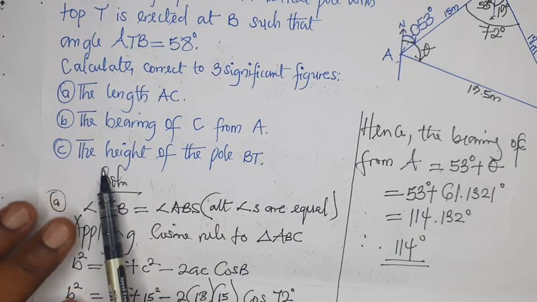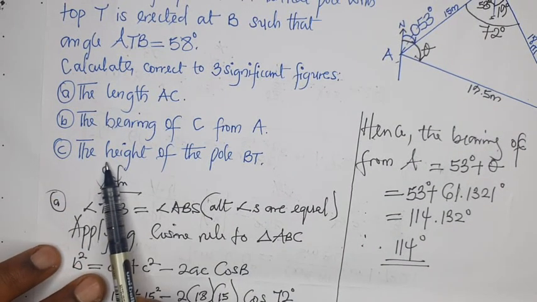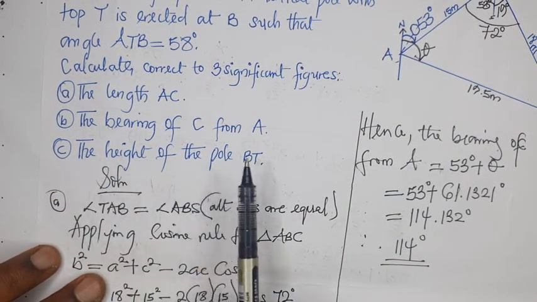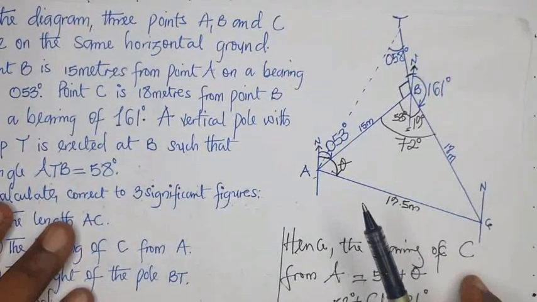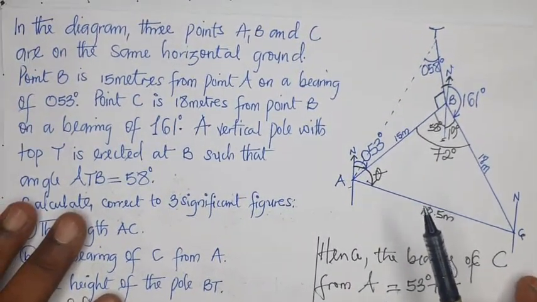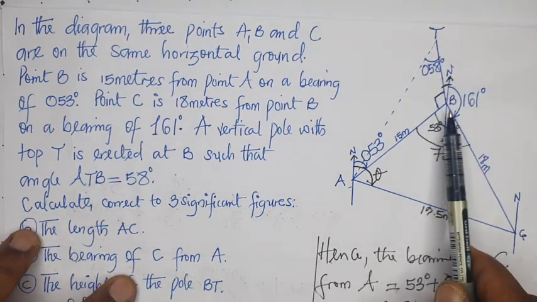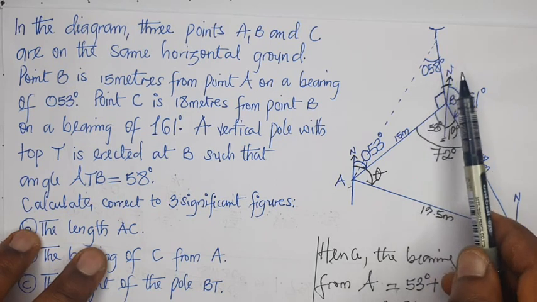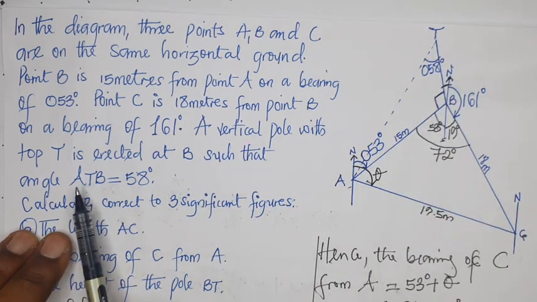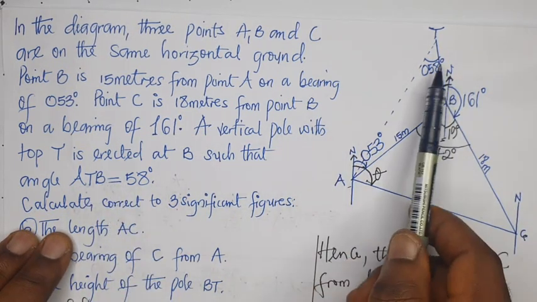We have one more question to deal with, and the question is the height of pole BT. Remember that when we were given the question to solve, we were told that a pole BT is attached on B, such that the angle at ATB, you can see the angle at ATB is 58 degree, which is this.